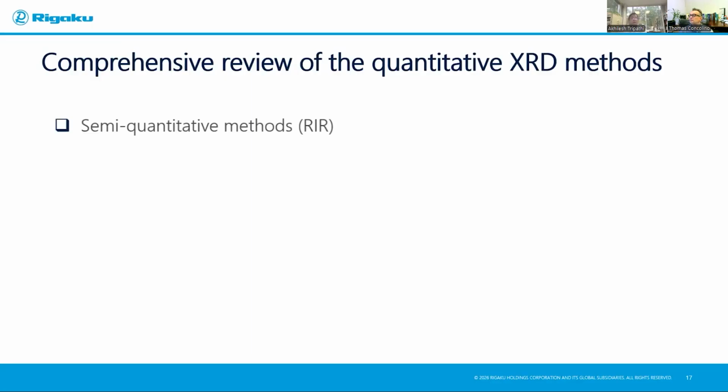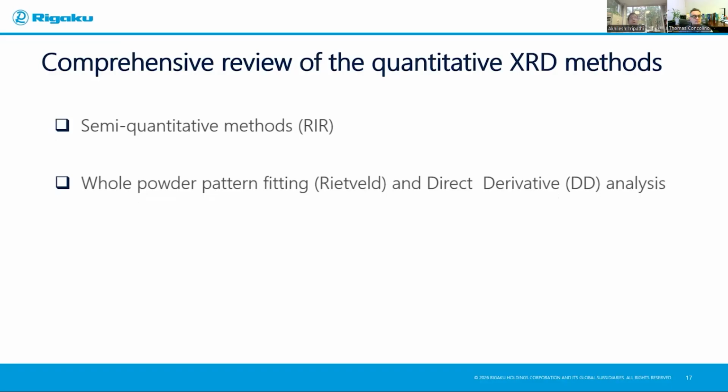So RIR stands for relative intensity ratio, and it's our first method, called semi-quantitative methods. The next one is whole powder pattern fitting, WPPF, and one of them is Rietveld, the main one, and direct derivative, DD analysis, which we will also cover. The Rietveld refinement is generally considered a quantitative XRD method, not semi-quant, once we take care of a number of things, and that's what we are going to focus on today. However, people sometimes use the term semi-quant for Rietveld too, and it's not wrong.